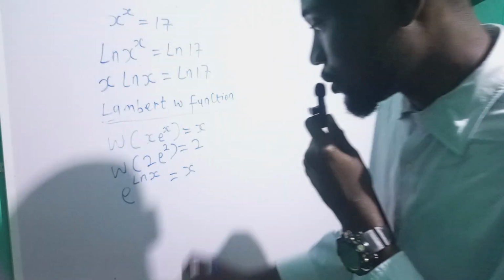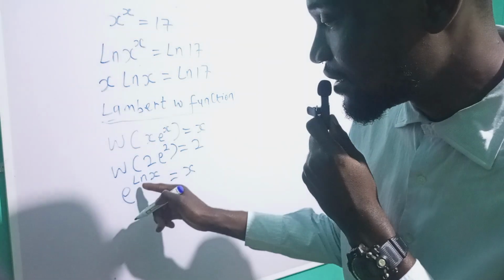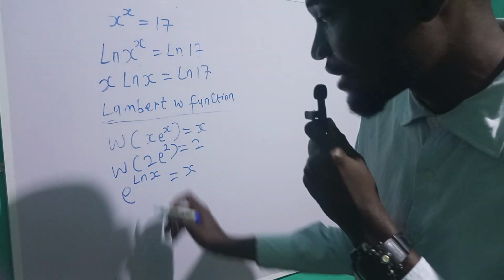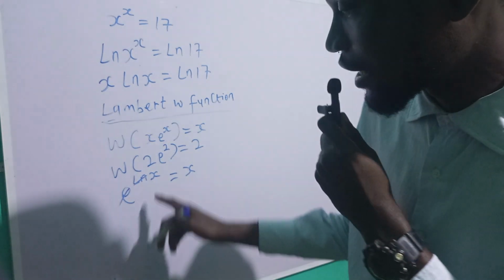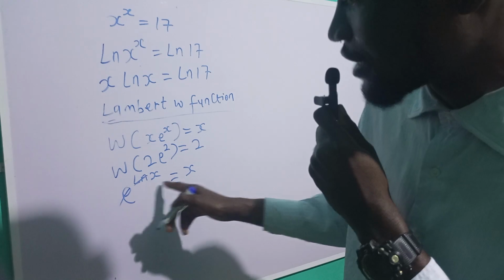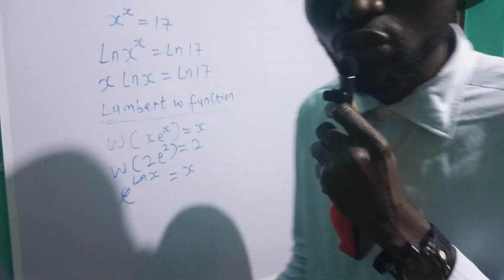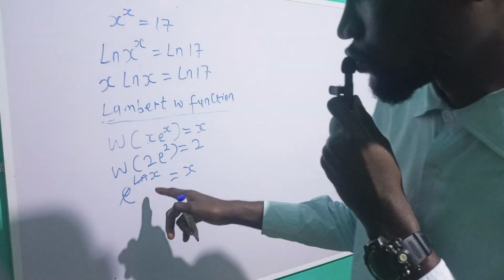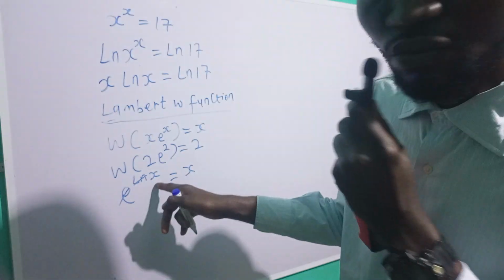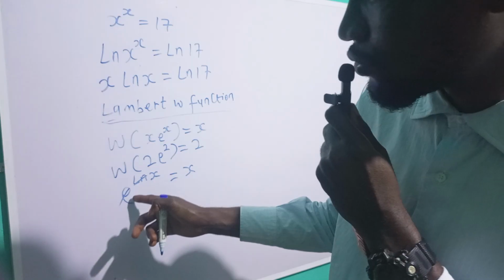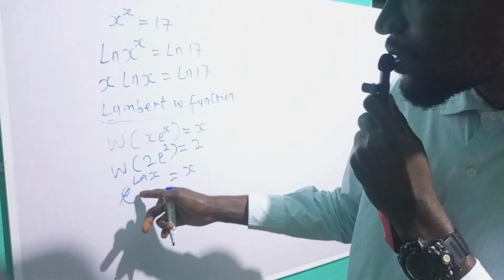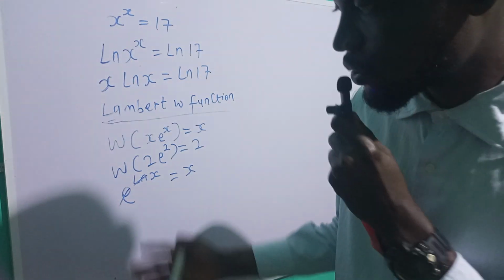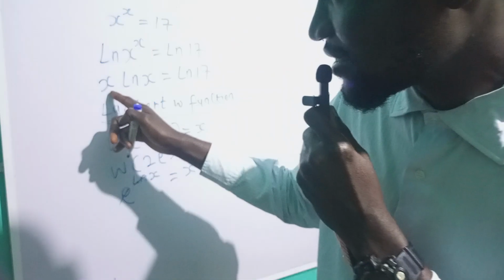Do you know why? The reason is that ln and e are inverse functions. It means that this ln can cancel this e and you'll be left with x. So this x will now be equal to this x. Since e and ln are inverse functions, meaning they can cancel out, you'll still be left with x. That means that if I introduce this e into this x, it doesn't affect it, because x will still retain its value.